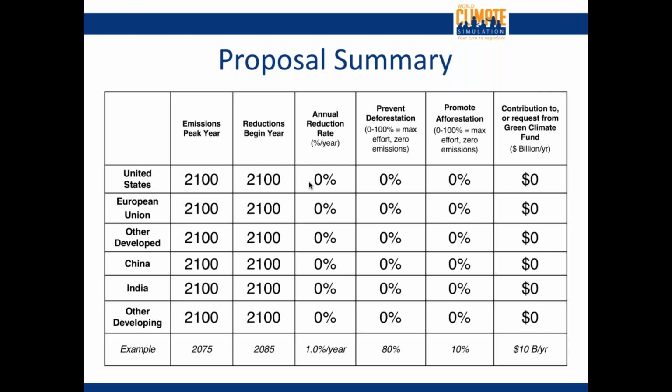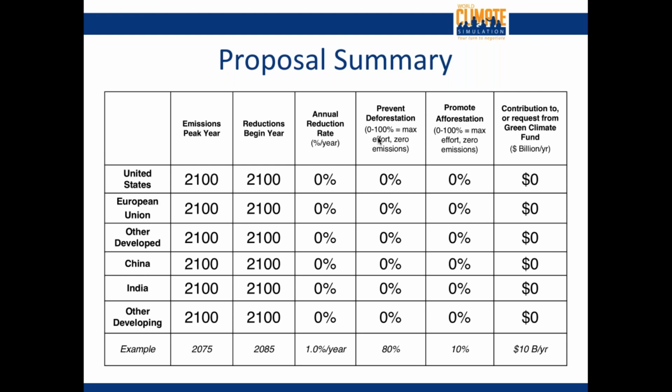Typically, and it says on the back of the briefing statements, the UN Environmental Program has said that 3.5% would be pretty ambitious. So somewhere in that range. And then they can come up with the amount of effort that they're putting towards reducing deforestation, and then an amount that they're putting towards planting new trees and creating new forests, which is afforestation. And then finally, we ask groups to come up with how much money they are either contributing to the Green Climate Fund or requesting from the Green Climate Fund.